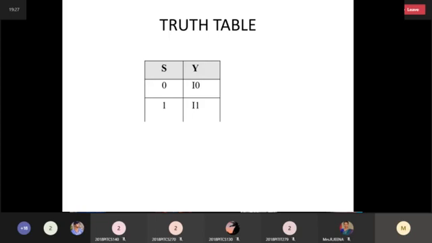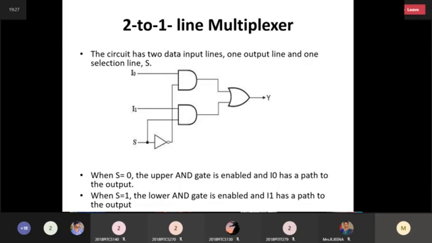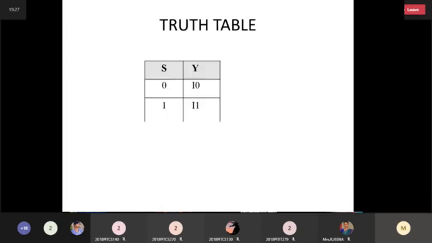We are giving the inputs I0 and I1, but this is not considered as the input in implementation. You consider this selection line as the input. So this is a 2 to 1 multiplexer. How many inputs are there? Only one input. So the input will be 0 or 1. One input means there will be two possibilities, 0 or 1.